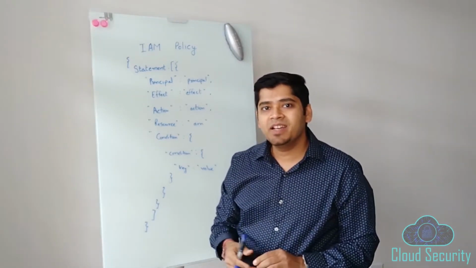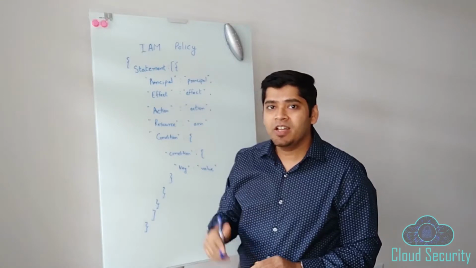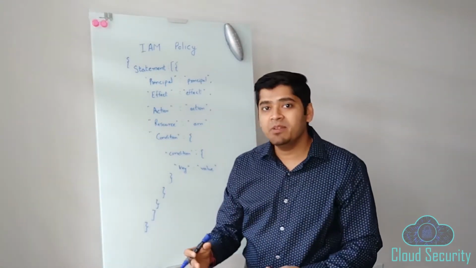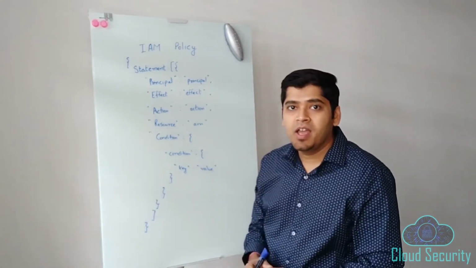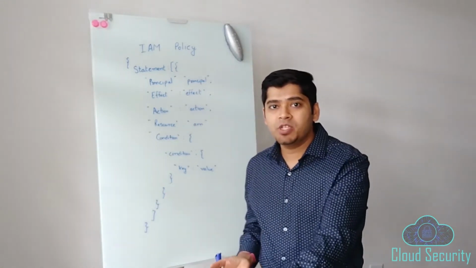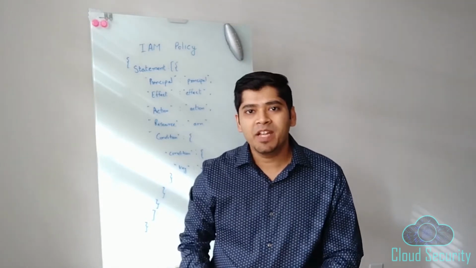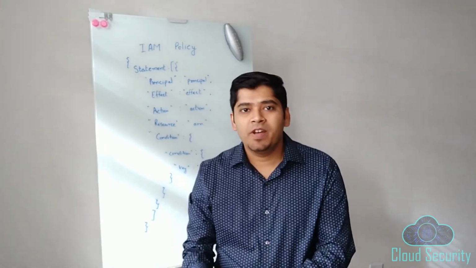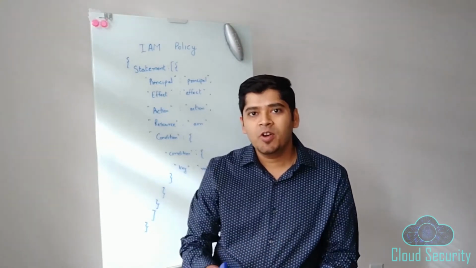The next element in the IAM policy is called effect. The effect element is always required, and it tells you what the policy should do after evaluation. As the values are pretty clear, it tells you whether the action should be allowed or denied.